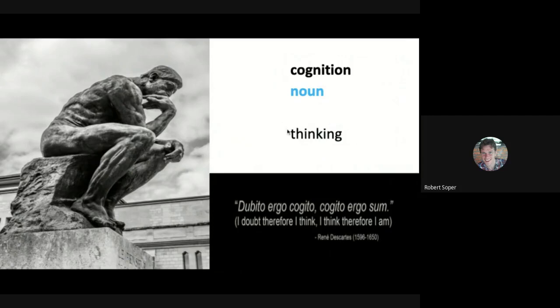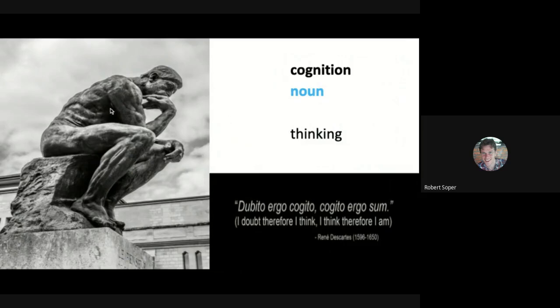So if we're connecting cognition with thinking, what do you think causes cognition? Is it our brain or is it our leg? Good, it's our brain. So cognition comes from our brain. It's kind of like the mind, the thinking part of the mind.